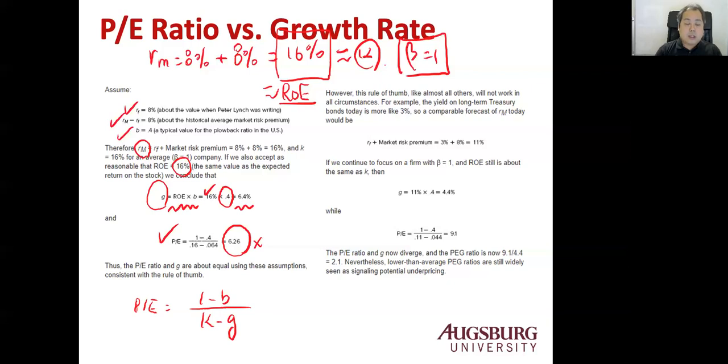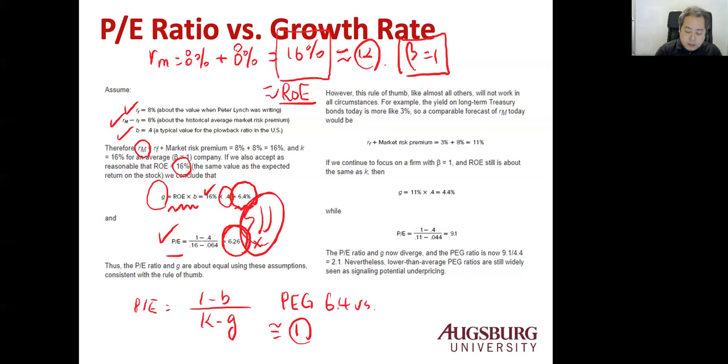And it's basically just the historical average, so it doesn't have to be true for all companies. We just take the average. And if you look at this 6.26 PE ratio and the growth rate 6.4, the PEG ratio is around 1, right? Because it's pretty close, 6.4 versus 6.26. So it's consistent with our assumption that the PEG ratio is close to 1.